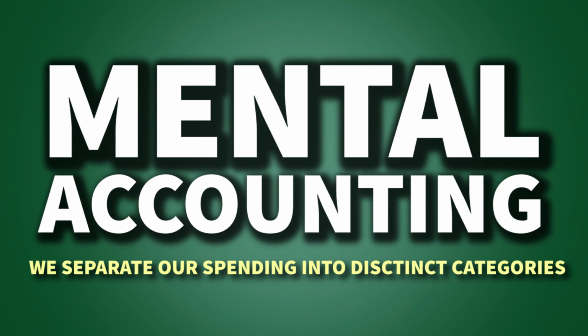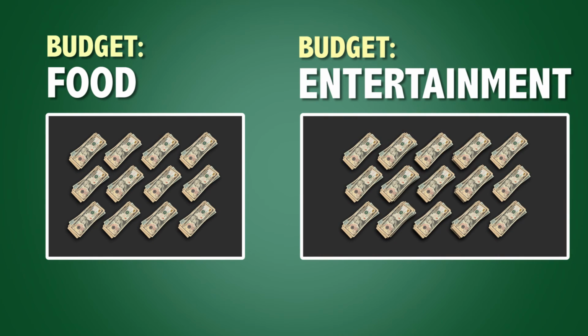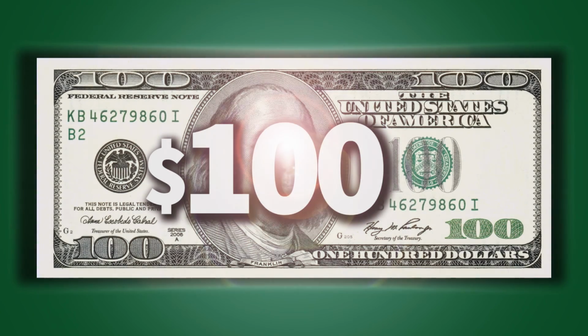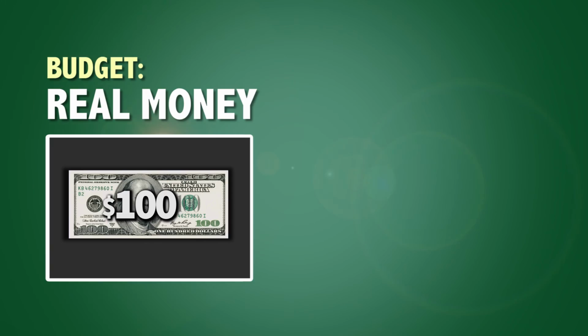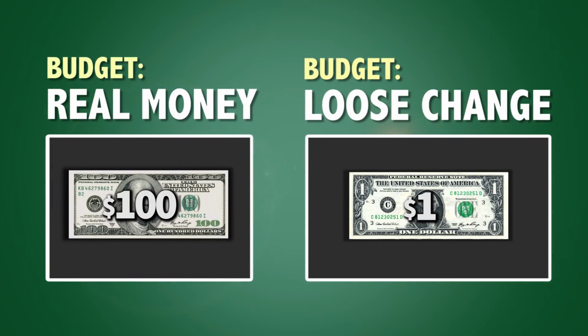The second explanation involves mental accounting. So we tend to mentally separate our spending into distinct categories, such as a food budget or an entertainment budget. And we tend to allocate a certain portion of our budget to those categories. And along the same lines, it's possible that we create categories for denominations of money. So with large denominations, we might allocate those to a category called real money, whereas we might allocate smaller denominations to a category of loose change or petty cash, and we view that money to be less important.